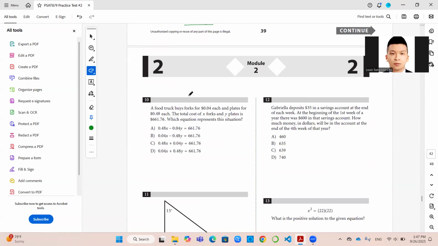A food truck buys forks for $0.04 each and plates for $0.48 each. The total cost of x forks and y plates is $661.76. Which equation best represents this situation? So all of this, you add this up. So I can immediately eliminate those, and so addition, so D is the correct answer.